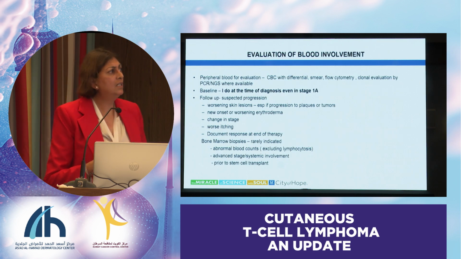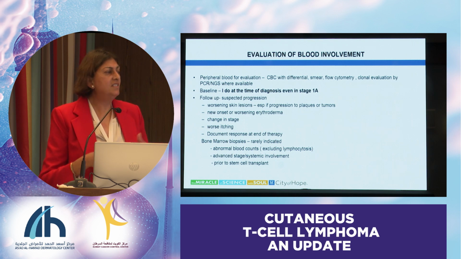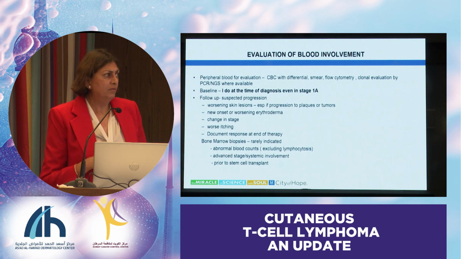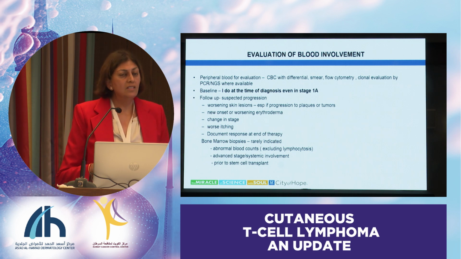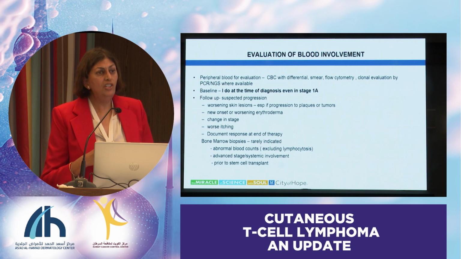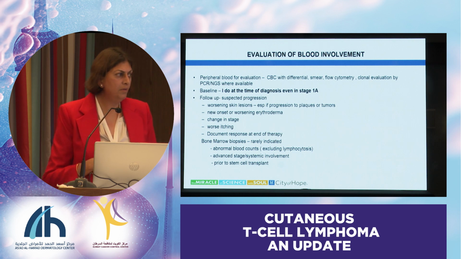Blood involvement, again, peripheral blood for evaluation, you need to do CBC, flow, clonality studies. I always do it at baseline, at diagnosis, even in stage 1A, and at follow-up when I suspect progression. How do I know that? Again, worsening skin lesions, new onset of erythroderma, change in stage of the patient, itching, particularly if they have intractable itching, I always check the blood, and also to document responses at the end of therapy.